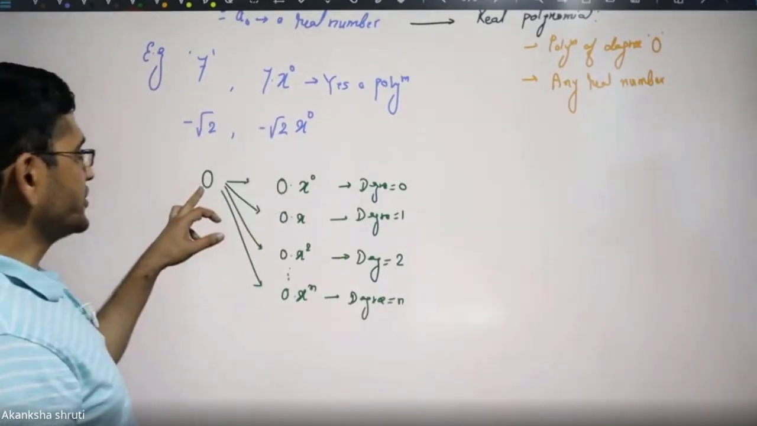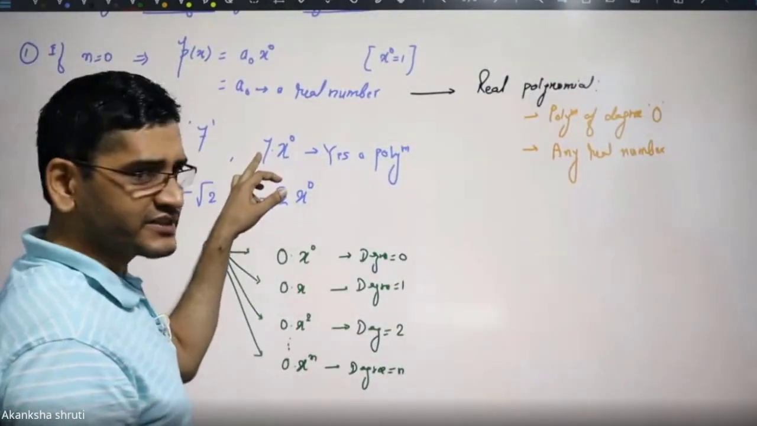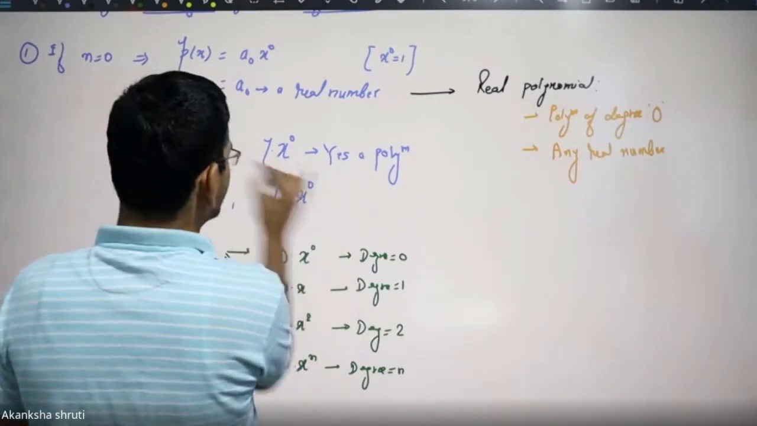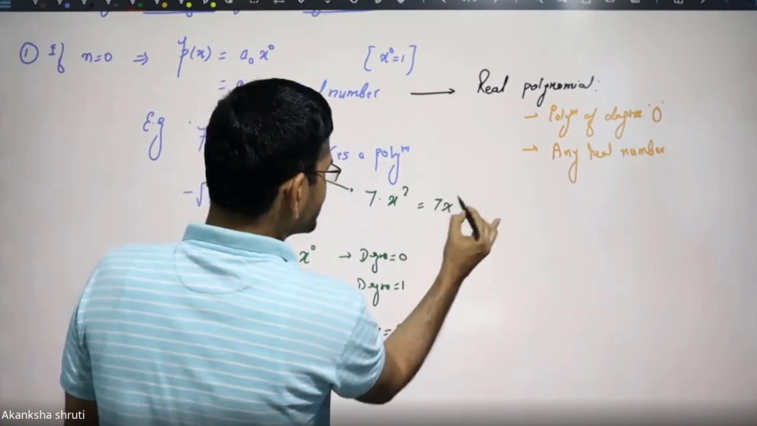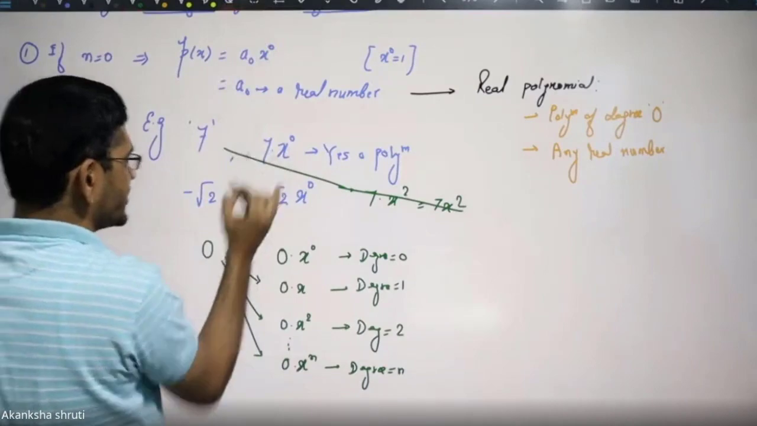So for 0 the ambiguity arises, but such ambiguity does not arise with 7, because can I write this 7 as 7 into x square? No, it becomes simply 7x square. So such ambiguity does not arise with this 7. So we are not considering this case.